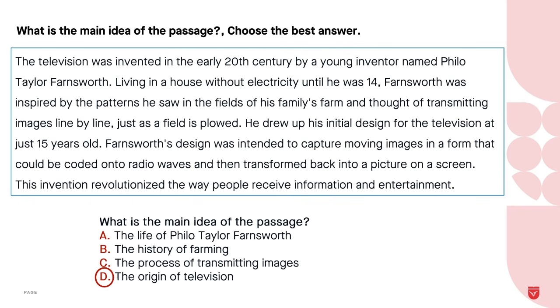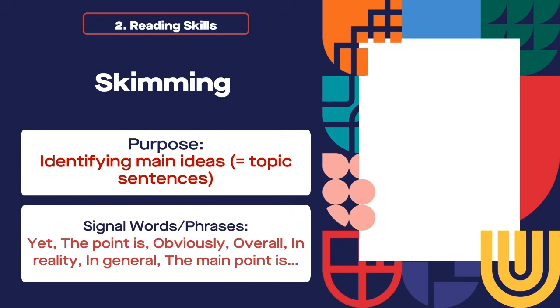As you can see, the first sentence is the topic sentence, which is, the television was invented in the early 20th century by a young inventor named Philo Taylor Farnsworth. This sentence introduces the main topic of the paragraph. The rest of the paragraph provides more details about this main topic. For more information on skimming skills, please see this video.